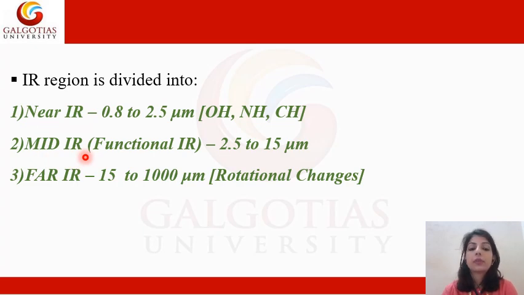The mid IR region is known as your functional IR region, and the majority of peaks are present in this region only. It has a wavelength range of 2.5 to 15 micrometers. After that, we have the far IR region. The far IR region has a range from 15 to 1000 micrometers, and basically rotational changes occur in this region. So the first region is near IR, then mid IR, after that far IR. Near IR 0.8 to 2.5, mid IR 2.5 to 15, and far IR from 15 to 1000 micrometers.